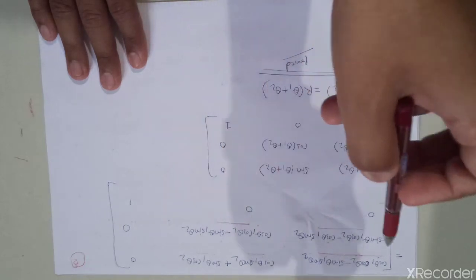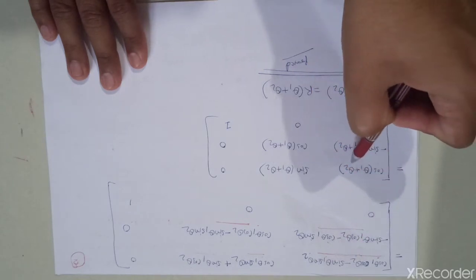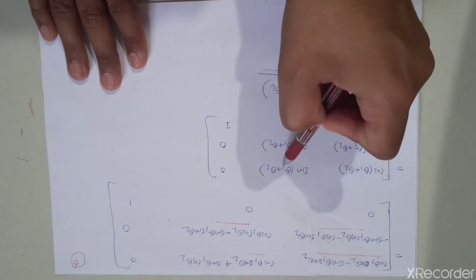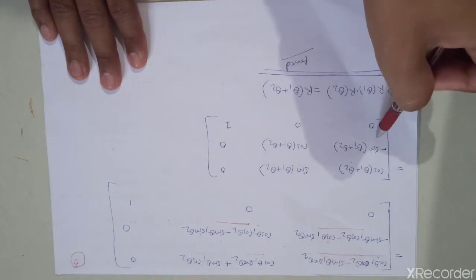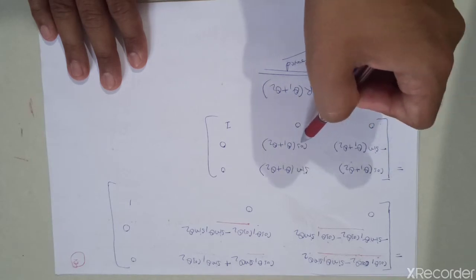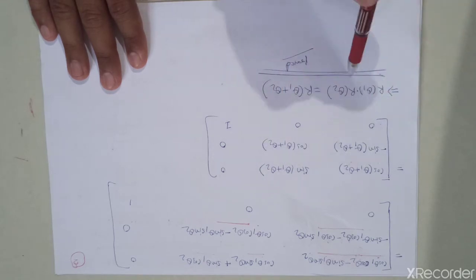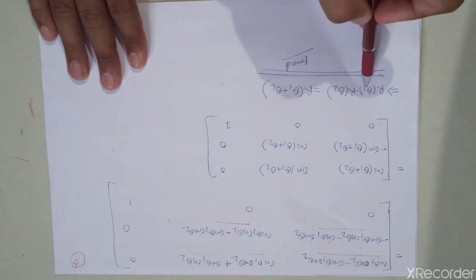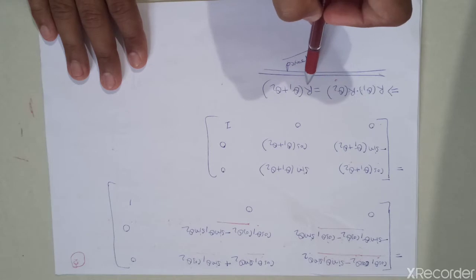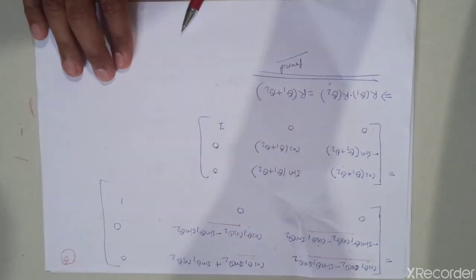Similarly, this is the formula for sin and this is the formula for cos. So we write cos in the bracket theta1 plus theta2, sin in the bracket theta1 plus theta2, 0; minus sin in the bracket theta1 plus theta2, cos in the bracket theta1 plus theta2, 0; 0, 0, 1. Hence we prove that R(theta1) into R(theta2) is equal to R in the bracket theta1 plus theta2. Thank you.